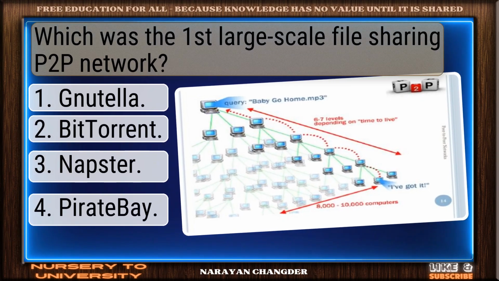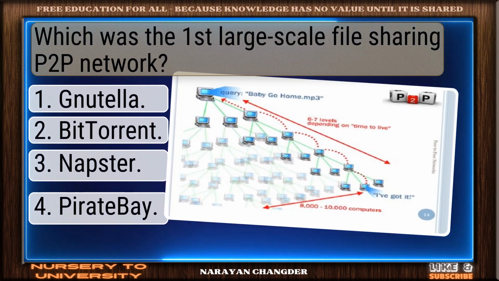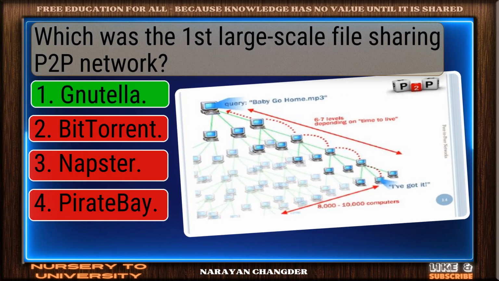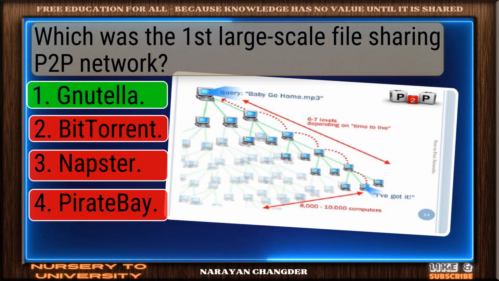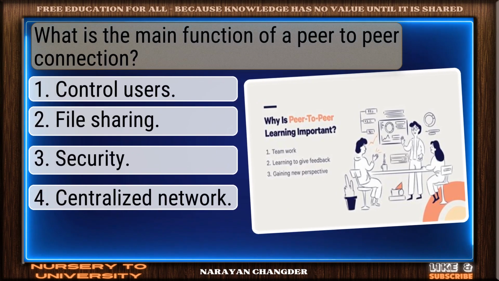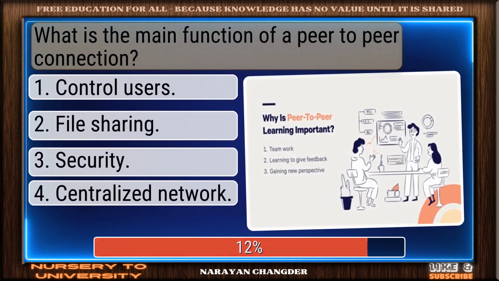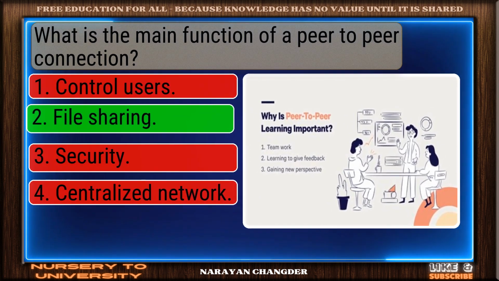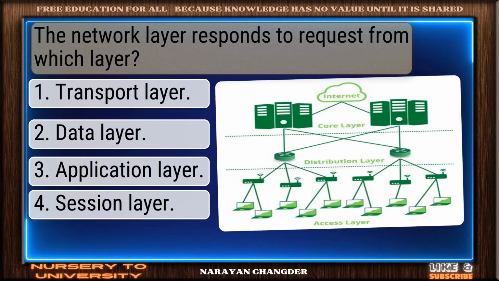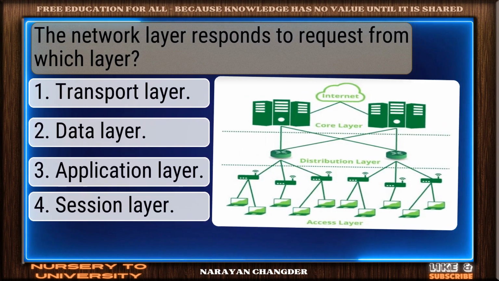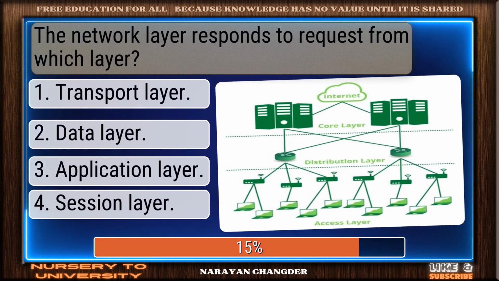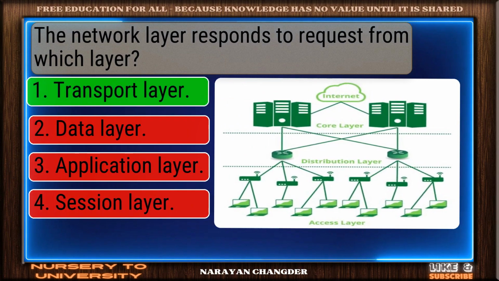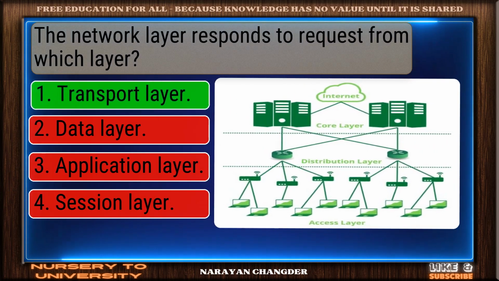Which was the first large-scale file sharing P2P network? Smart move. Gnutella is accurate answer. What is the main function of a peer-to-peer connection? Correct response. File sharing is accurate. The network layer responds to request from which layer? You're right. Transport layer is correct.